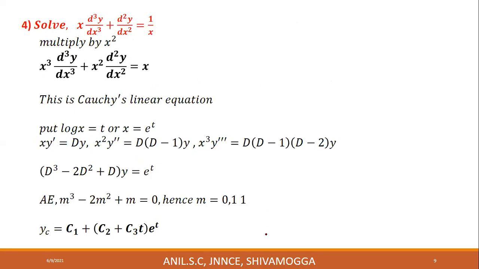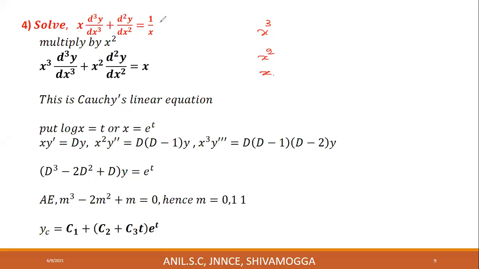Solve x d cube y by dx cube plus d square y by dx square is equal to 1 by x. Clearly, this is not a linear differential equation because the coefficient of d cube y by dx cube must be x cube, d square y by dx square must be x square, and dy by dx must be x. Here, the coefficient of d cube y by dx cube is x.